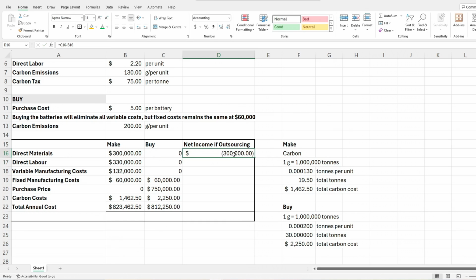So we're saving $300 because we don't have to spend it on direct materials. So if we do the same thing, I'll just drag that down. And so we're saving $330 from direct labor if we outsource the batteries. And then again, we'll be saving $132,000 from variable manufacturing costs if we do decide to buy the batteries.